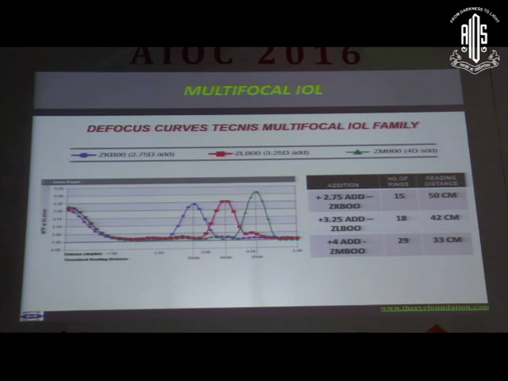So look at the defocus curves here, and that's something you need to understand. You have a precise focus for distance over here, and the second hump over here, which essentially determines the near vision. And the distance of the near vision is essentially determined by the add power in the lens. It could be 50 centimeters, 42 centimeters, 33 centimeters. And it essentially is a function of the number of rings. The more rings, the more likely the amount of dysphotopsia.